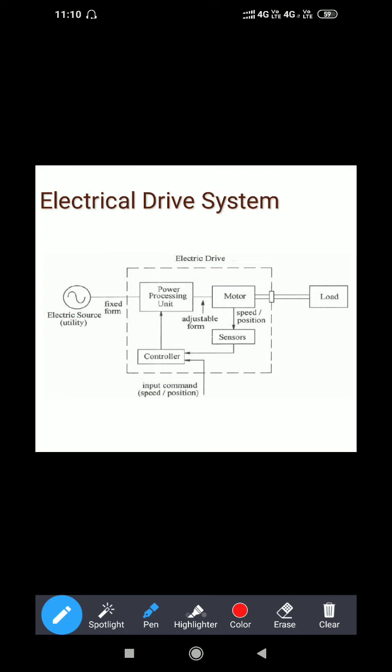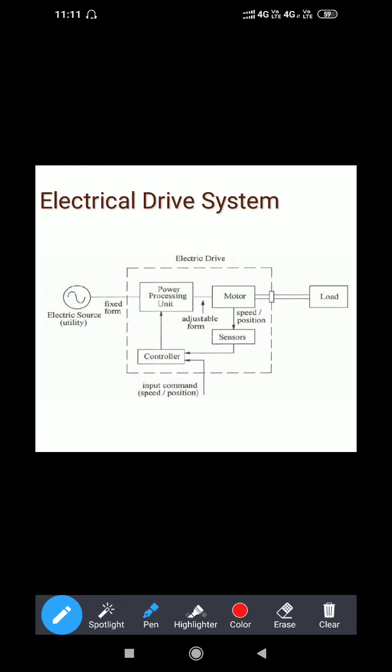After the input command, next we'll see the source of electric energy. The source of electric energy may be AC or DC. In AC, it may be single phase or three phase. Depending upon the type of power modulator or power processing unit you have used, we are going to use the source of electric energy.